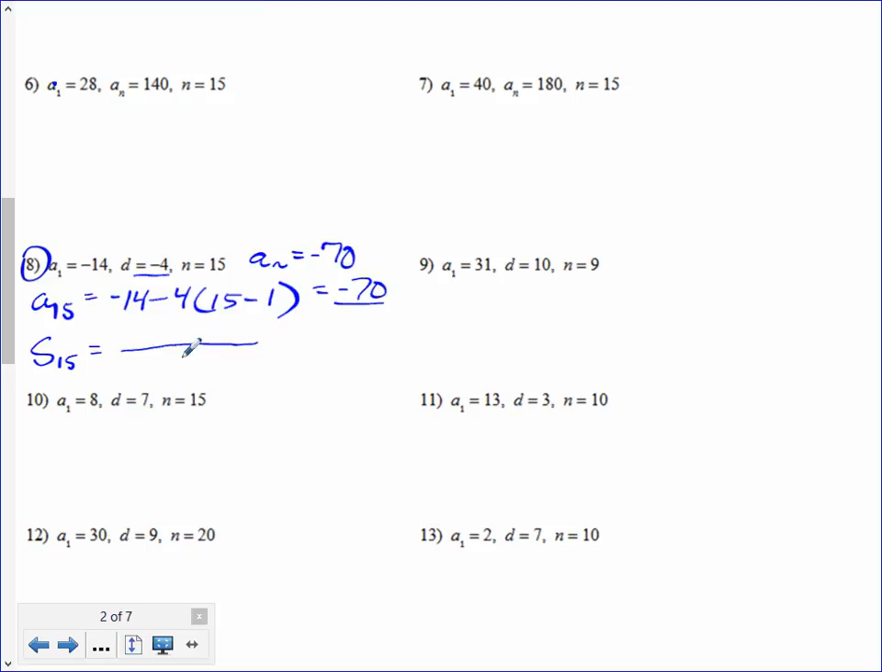How's this go? It's all over 2. I always just put divided by 2 first, and then I'm like, oh yeah, it's the number of terms. I'm just plugging into the equation, just so no one gets confused. It's good if you see just -7. I got -630.